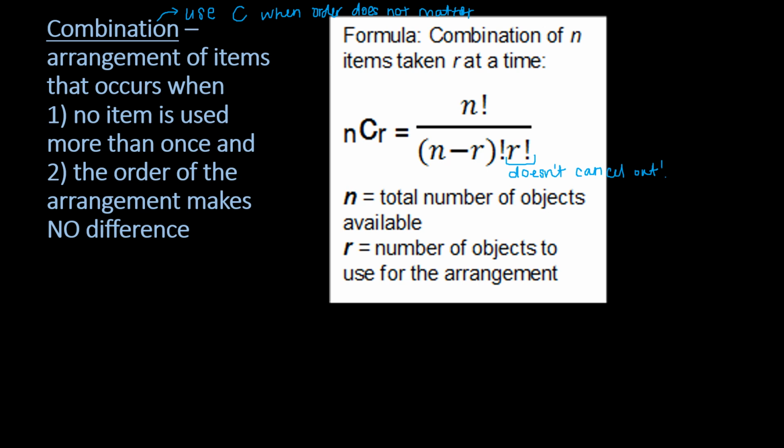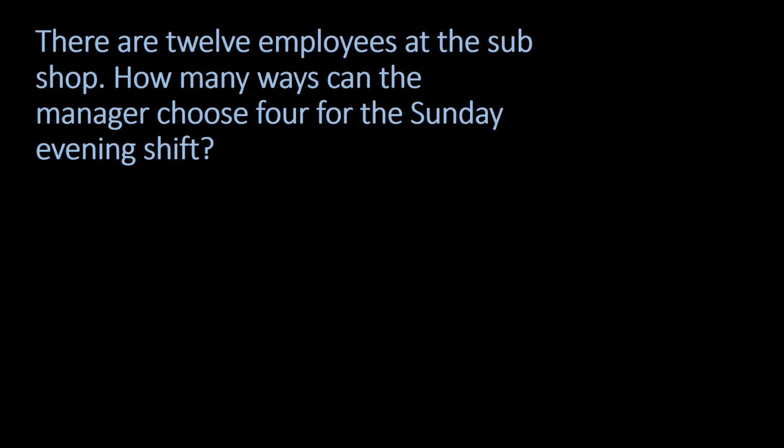Okay, so let's look at some examples of these. There are 12 employees at the sub shop. How many ways can the manager choose for the Sunday evening shift? So because we're talking about just picking 4 to work a shift, we know it's C, combination. Okay, we still have to identify our N and our R. So N is our total, there are 12. And then R is how many we're arranging, so we can pick 4 for this shift. So now we have 12C4 instead of P.